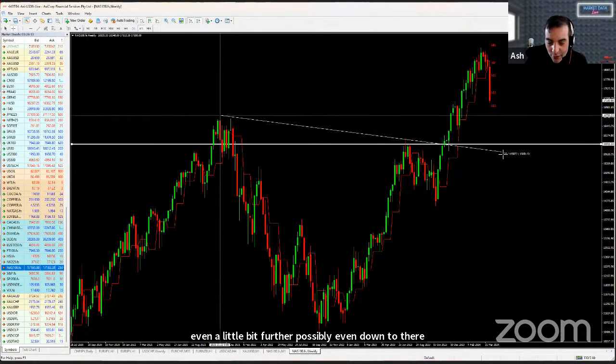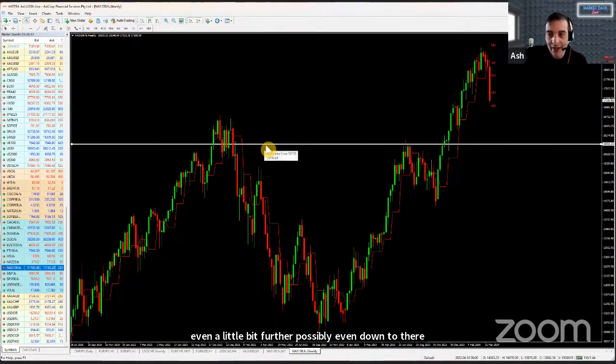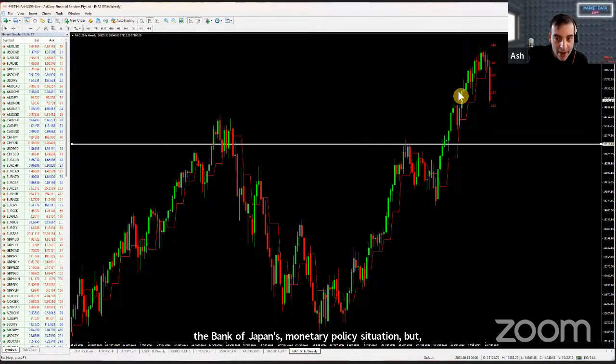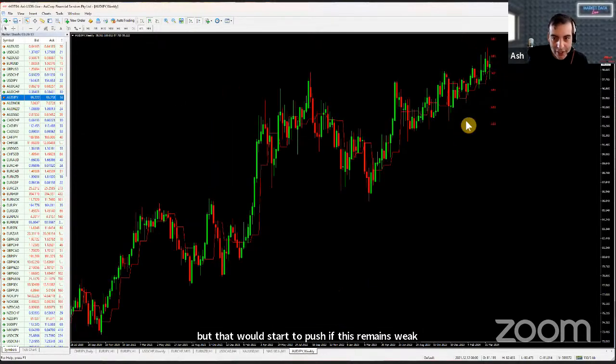And now this would be Aussie yen bearish. It would be an Aussie yen bearish signal. Why haven't we seen this move yet? I'm not 100% sure. It might be down to the Bank of Japan's monetary policy situation, but that would start to push. If this remains weak coming into that data, that would start to push the Aussie yen short into focus.